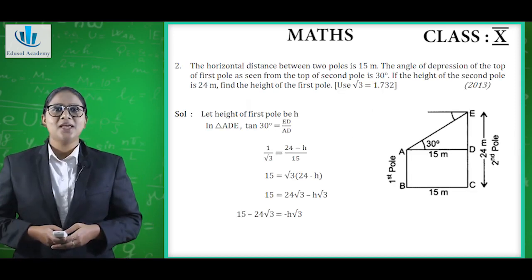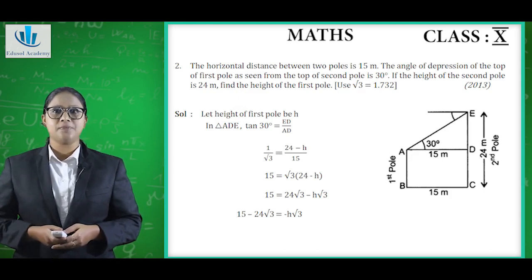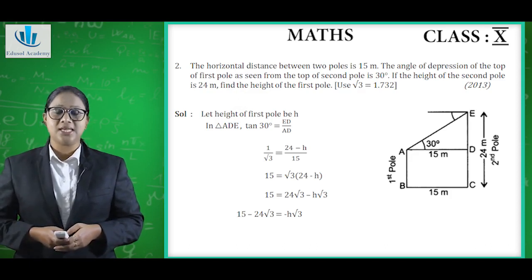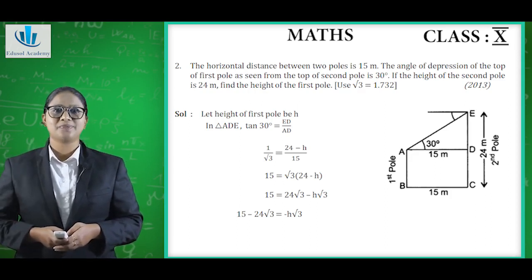Next question. The horizontal distance between two poles is 15 meter. The angle of depression of the top of the first pole as seen from the top of the second pole is 30 degree. If the height of the second pole is 24 meter, find the height of the first pole. Use root 3 is equal to 1.732. So let's draw the figure.